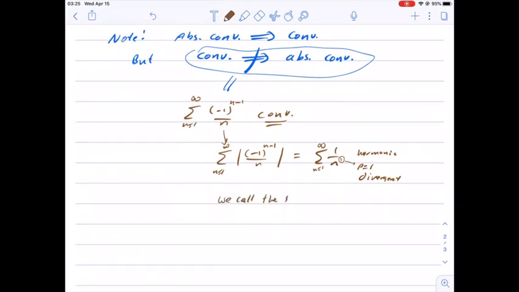In this case, we call it a conditionally convergent series.